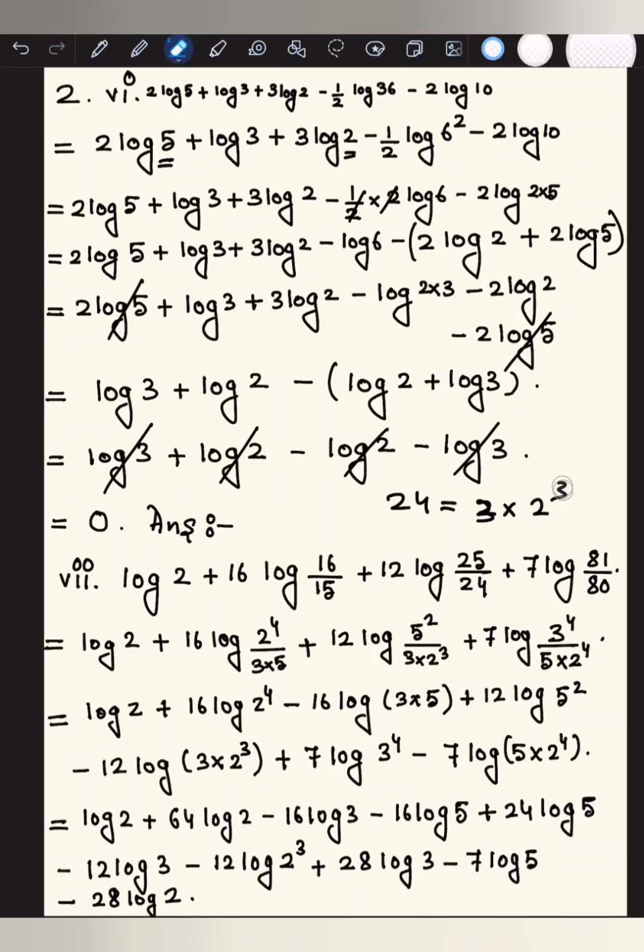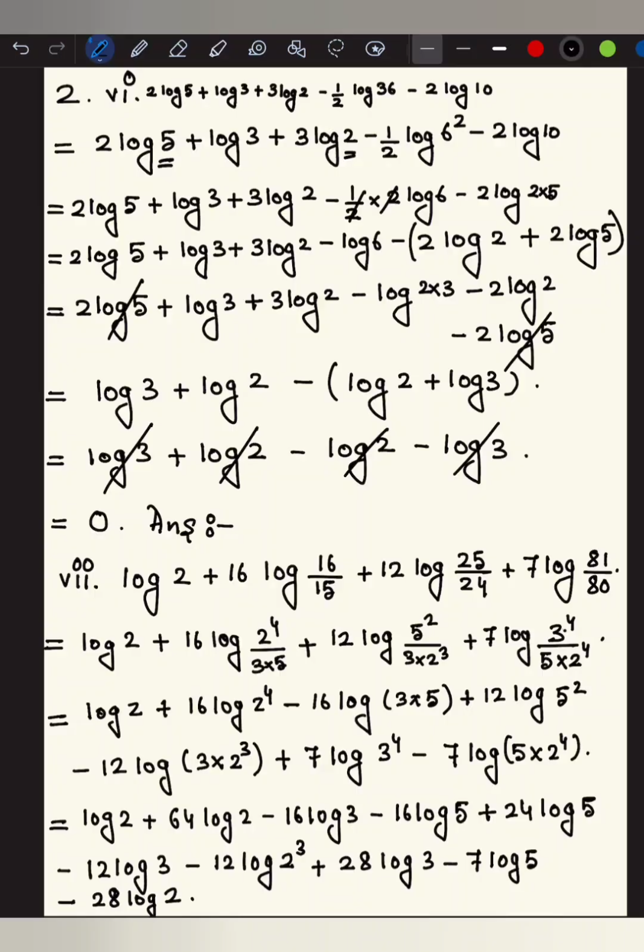So I have simplified it as log 2 plus 16 log, I am just separating it, log 2 to the power 4 by 3 into 5 can be written as, just think of it like this, log m by n can be written as log m minus log n, so it comes out to be 16 log 2 to the power 4 minus 16 log in bracket 3 into 5. Similarly, this can be separated as 12 log 5 square minus 12 log in bracket 3 into 2 cube, that is what I have written.